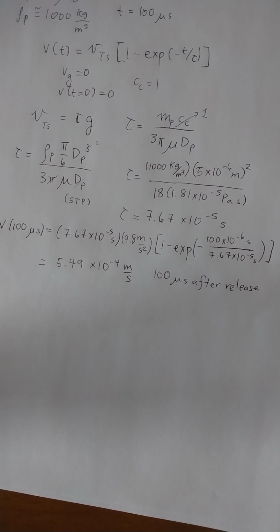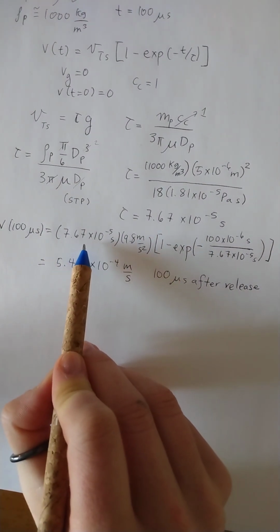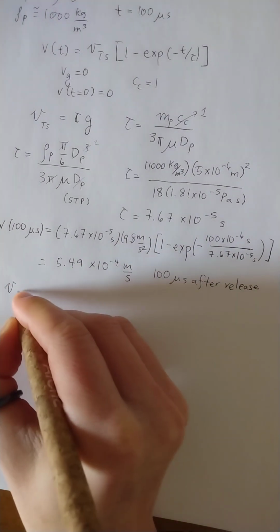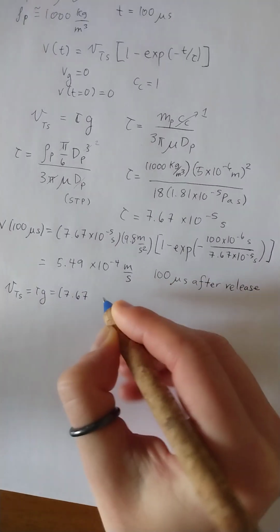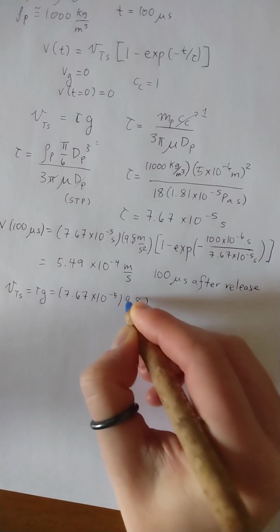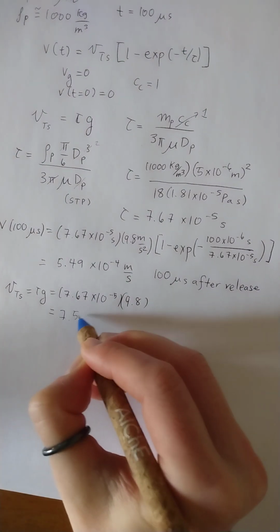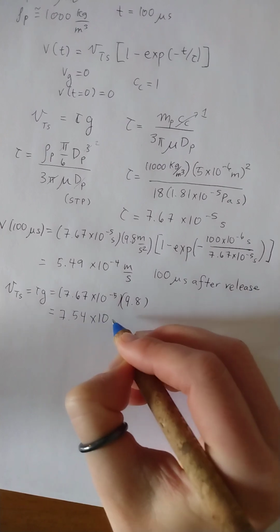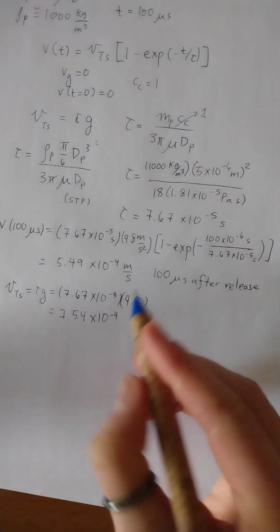A way to sanity check this, right, is if we went back and we were to calculate our terminal settling velocity as the product of the relaxation time and gravity, right, VTS equals tau g equals 7.67 times 10 to the minus 5 times 9.8. Then we get a value of 7.54 times 10 to the minus 4. Right, so this is meters per second.